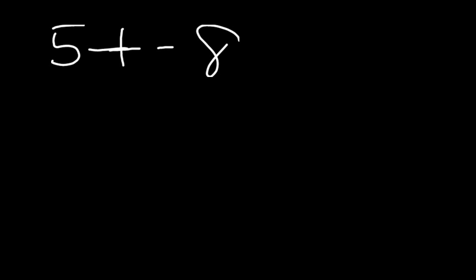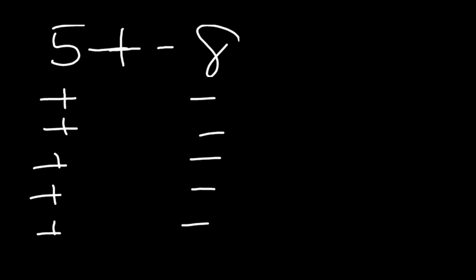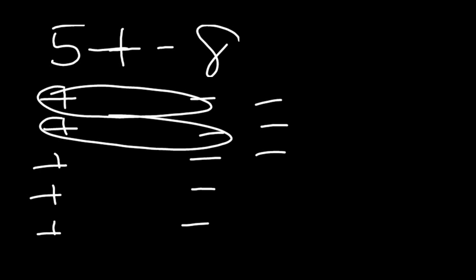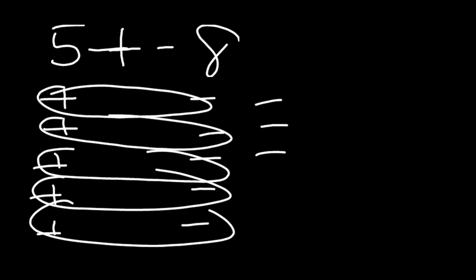Alright, 5 plus negative 8. One's positive, one's negative. That's like having 5 positives, 1, 2, 3, 4, 5, plus 8 negatives, 1, 2, 3, 4, 5, 6, 7, 8. Match up the 0 pairs. 0 pair, 0 pair, 0 pair, 0 pair, 0 pair. That leaves 3 negatives. That's the answer.